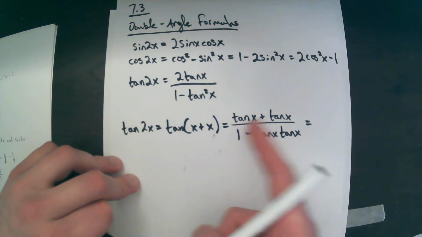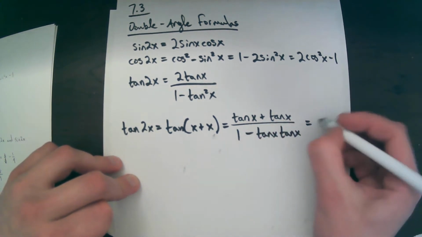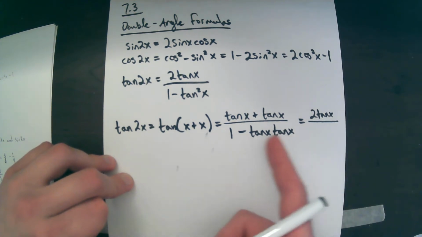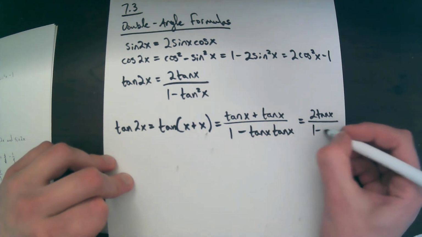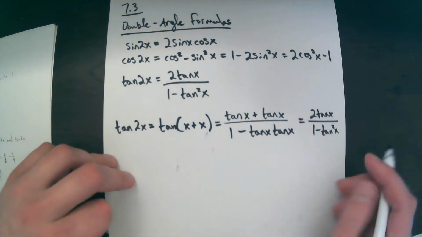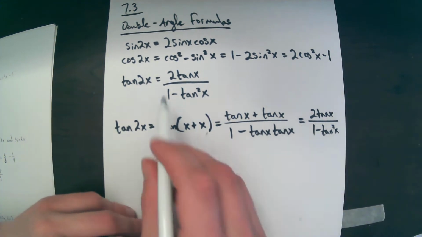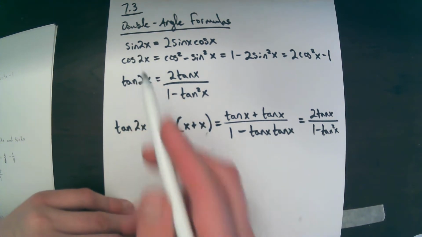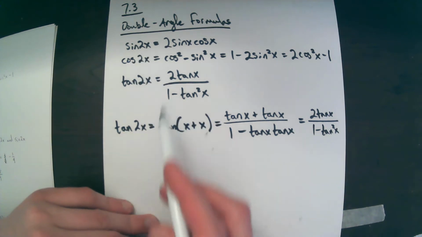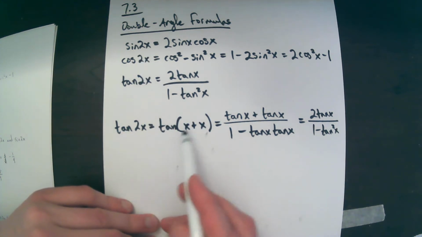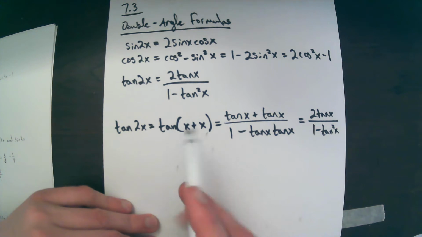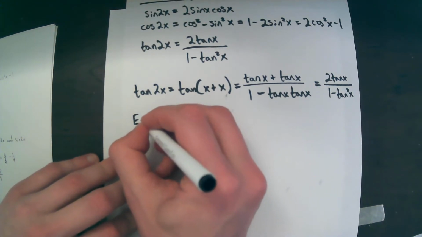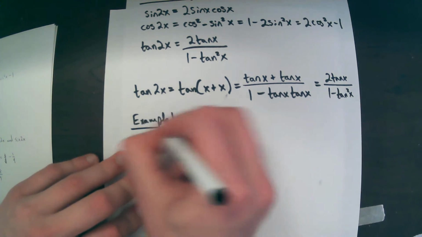And then this is tangent x plus tangent x. They're the same, so that's 2 tangent x. And similarly here, tangent x times tangent x is going to be tangent squared x. And there we go. So there's the identity for tangent. And they pretty much all go the same way for sine of 2x and cosine of 2x. You're just replacing 2x with x plus x, and then following the formula for this situation. Alright, so let's do some practice with these.